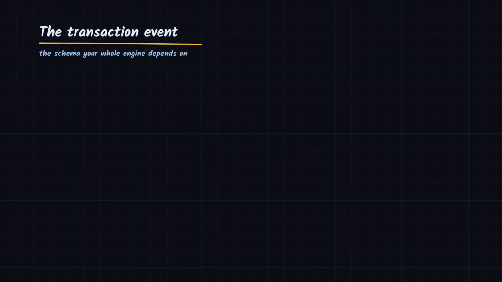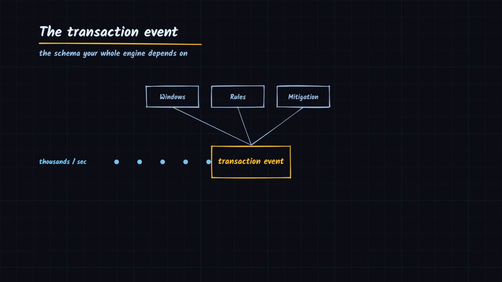In episode 1, we tore down why traditional databases can't stop fraud in real time. Now we build the foundation. Everything else depends on the transaction event itself and a Kafka ingestion pipeline that can absorb thousands of events a second without dropping a single one.